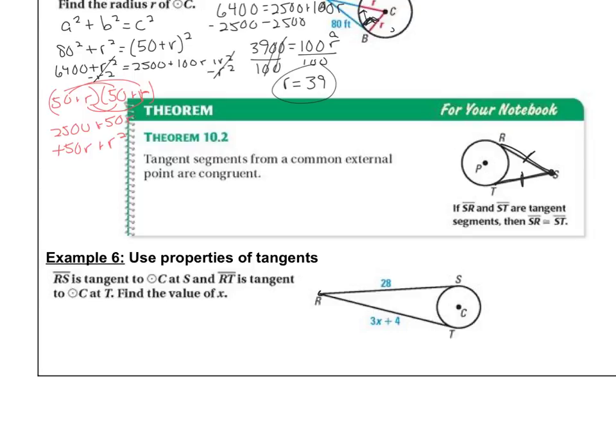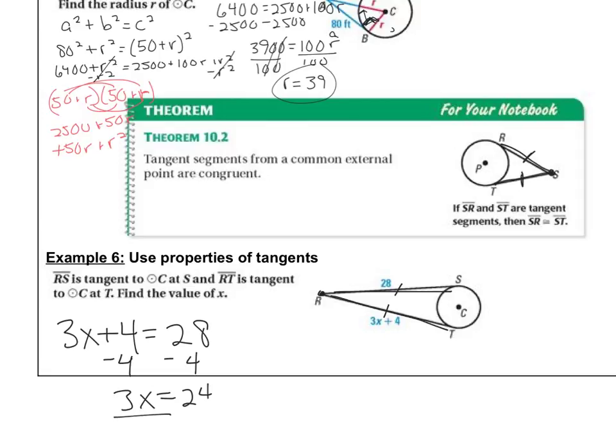So we have this point in common R. We have a tangent here, meaning these are congruent, kind of like an isosceles triangle. And so we set them equal to each other. 3x plus 4 equals 28. Subtract 4 on both sides. 3x equals 24. Divide by 3. Divide by 3. X equals 8.